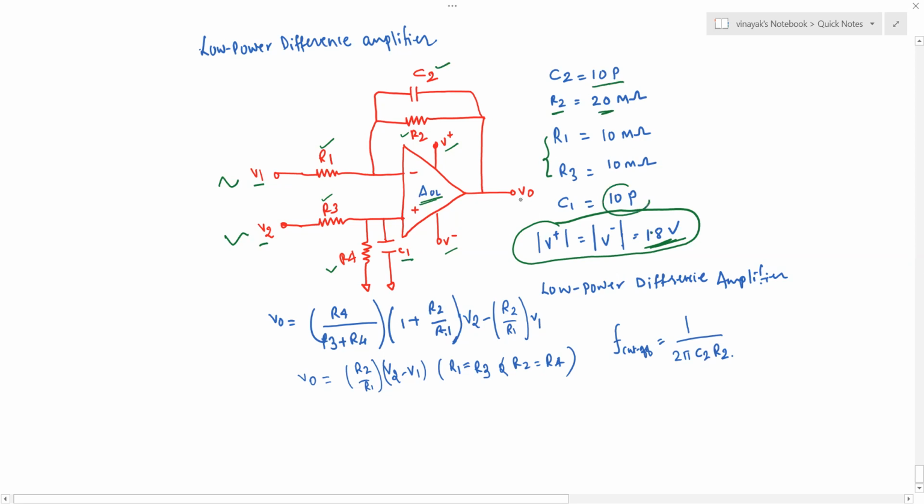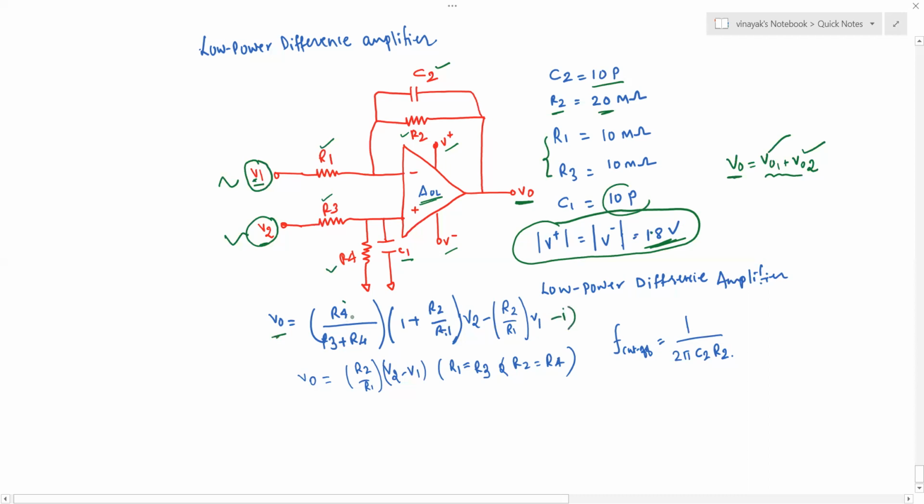Now we know, as in our previous modules, we have derived an expression by applying the superposition law. For example, we take the two outputs, VO equal to VO1 plus VO2. VO1 is the output when only V1 is acting alone with V2 equal to 0. And VO2 is the output we get when only V2 is acting alone and V1 is connected to the ground. Then we sum these two voltages to get the final output.